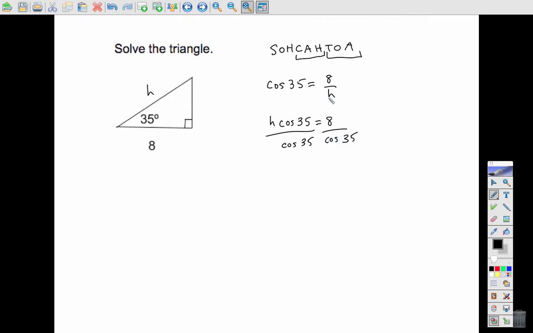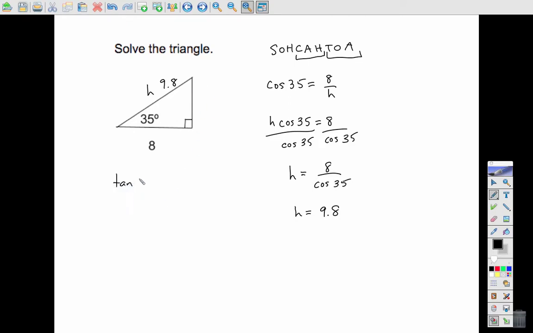You can also sort of remember that this is equal to this function divided by this if you want. A lot of these problems you're going to be doing are similar. So I just want to type in my calculator 8 divided by the cosine of 35, and I find that H is about 9.8. Okay, so we found this side. Now I want to use tangent so I can find the opposite side.